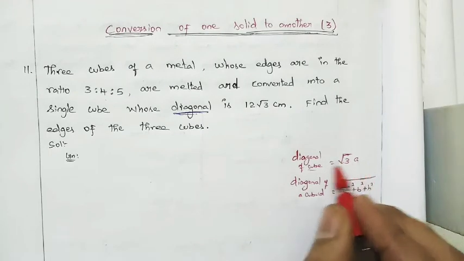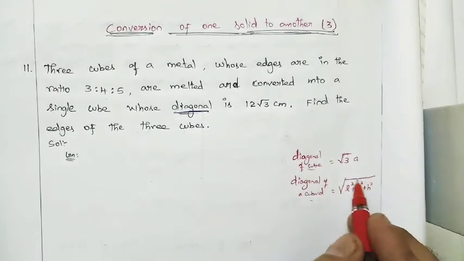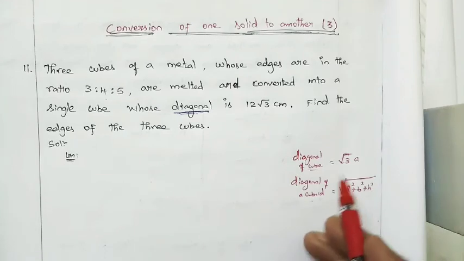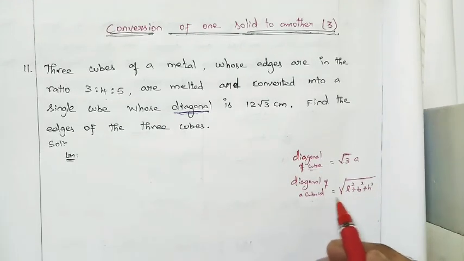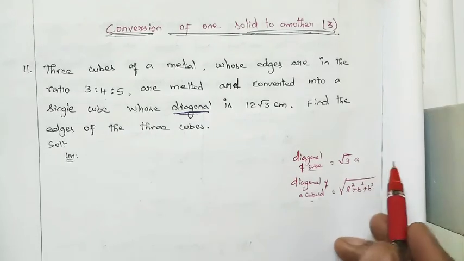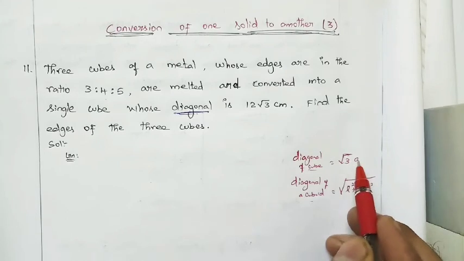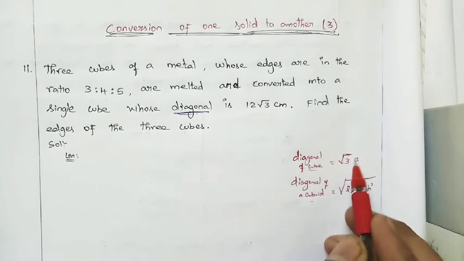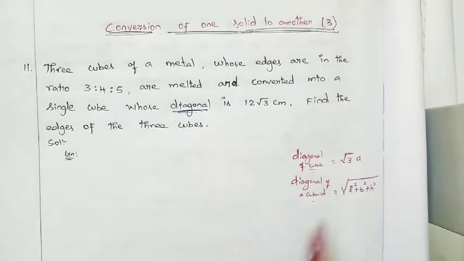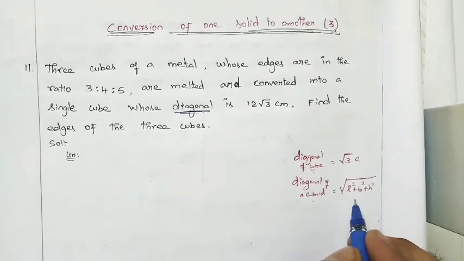Root 3a is the diagonal of a cube, and the diagonal of a cuboid is the square root of L square plus B square plus H square. It's the same thing only. For a cube, length is a, breadth is a, and height is a. A square plus A square plus A square is 3A square. While taking the square root, that A square will become A. So root 3A. So the diagonal of a cube is root 3A, and the diagonal of a cuboid is the square root of L square plus B square plus H square.